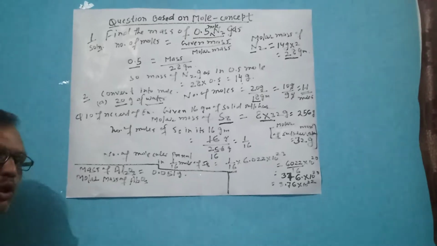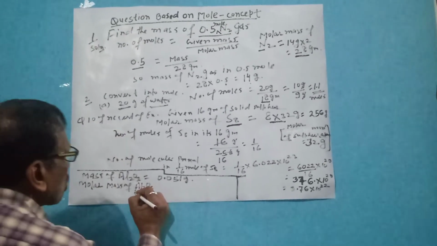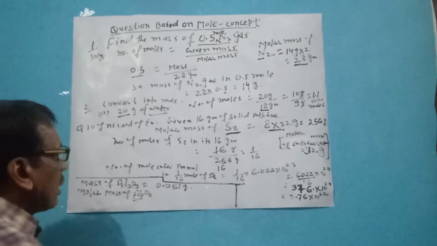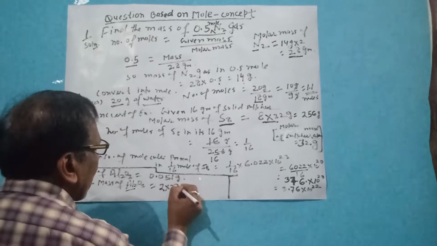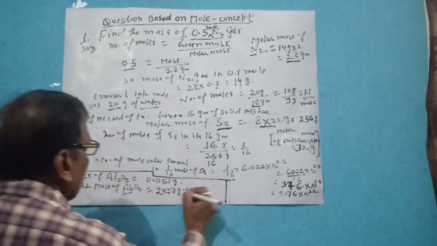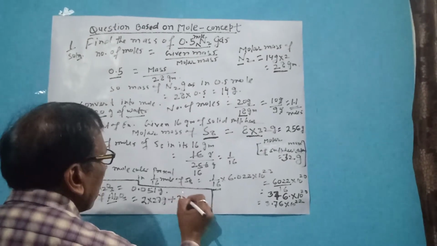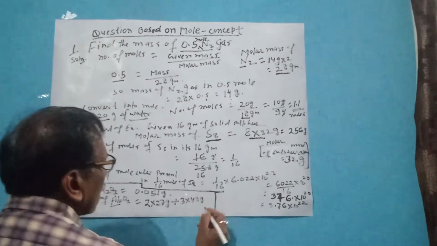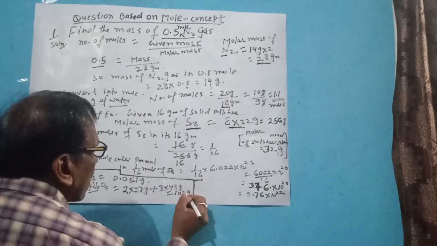Now the molar mass of aluminum oxide, you know well. In Al2O3 there are 2 atoms of aluminum, and we know that the molar mass of aluminum is 27 gram. So for 2 atoms of aluminum, we write 2 into 27 gram, plus for 3 atoms of oxygen, the mass is 3 into 16, that is 48 gram. When we add, we get 102 gram.